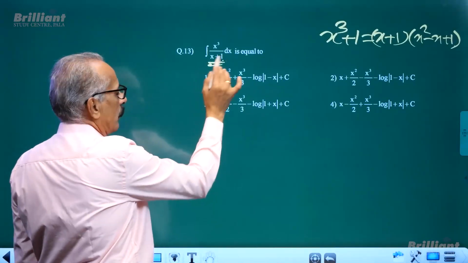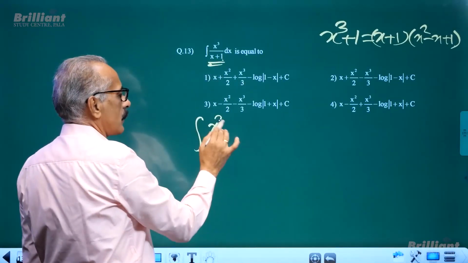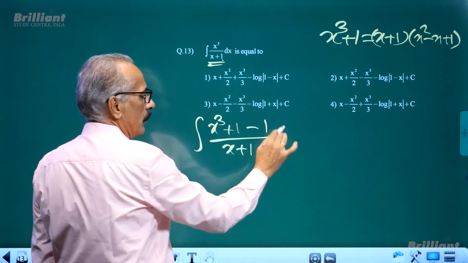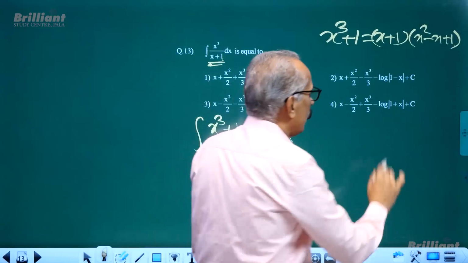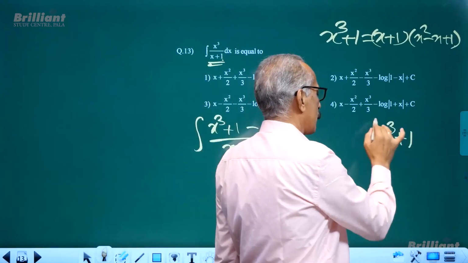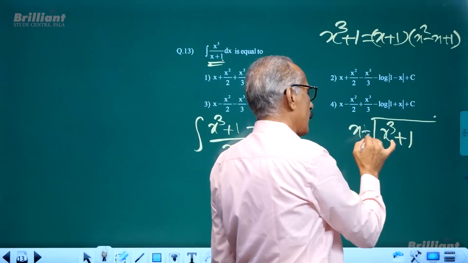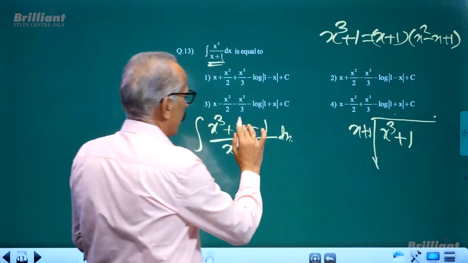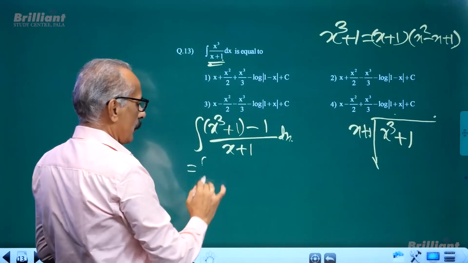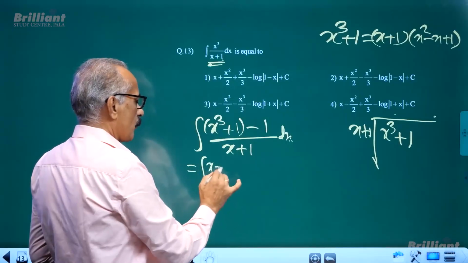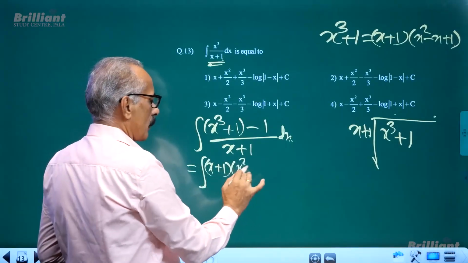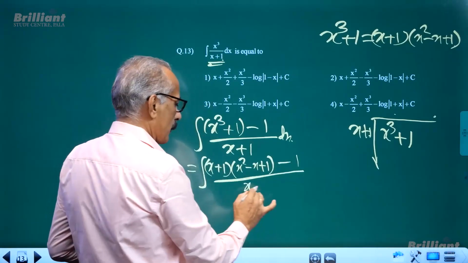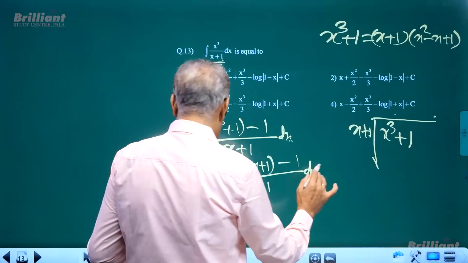Here is x plus 1. So I write this as integral of x cube plus 1 minus 1, whole divided by x plus 1, dx. Or you have to divide like this, x cube plus 1 divided by x plus 1. This is the quotient and this is the remainder. So the division only. Look, this is equal to integral of x plus 1 into x square minus x plus 1 minus 1, divided by x plus 1. What next? You simply split it.